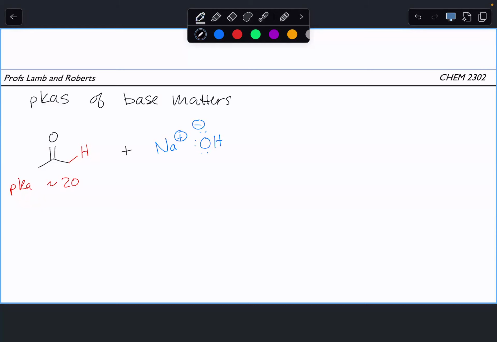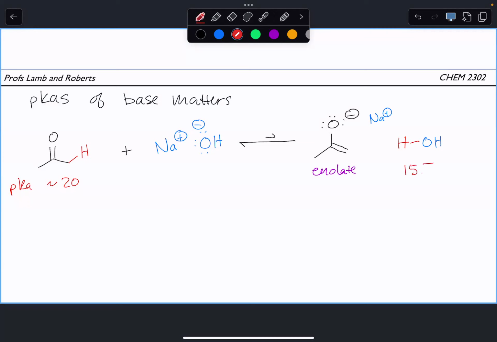You can do this. I'm going to draw my equilibrium arrows suggestively. We will form an enolate. It looks like this. We have our sodium counterion, and then we have our water as our byproduct here. Okay, so here's our enolate. And our water has a pKa of 15.7.